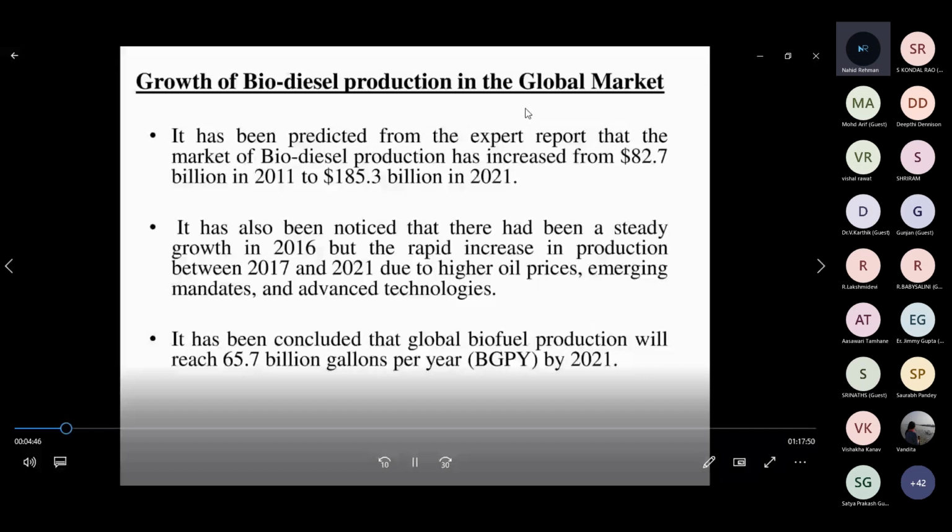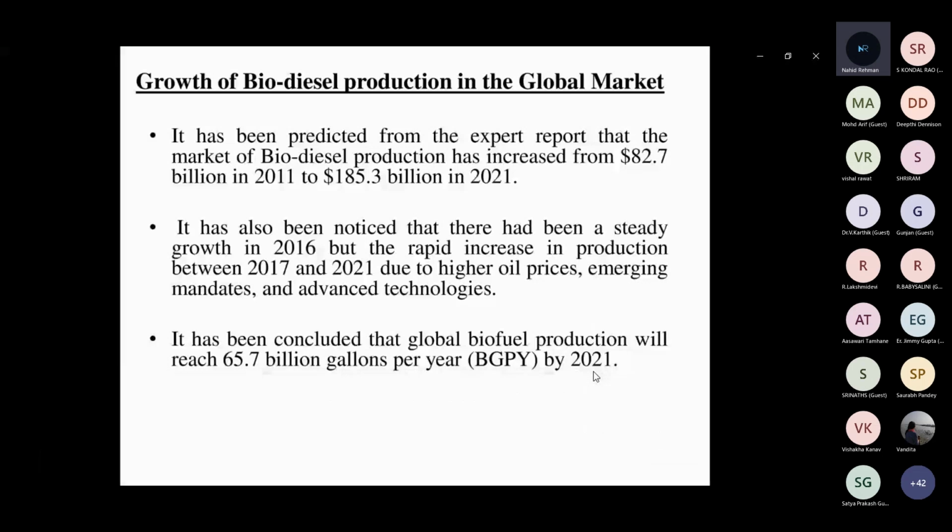However, the biodiesel production market has increased from $82.7 million in 2011 to $185.3 billion in 2021. So you can say that there is a steady growth till 2016, but a rapid increase in production between 17 and 21 due to higher oil prices. So it has been decided that it has to be increased by 65.7 billion gallons per year by 2021.